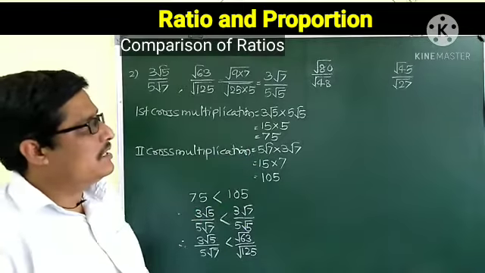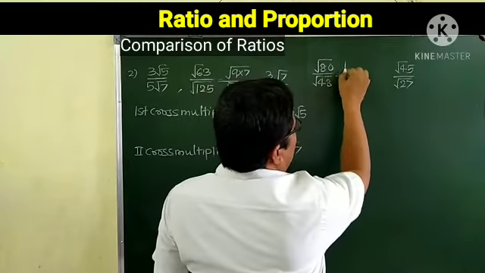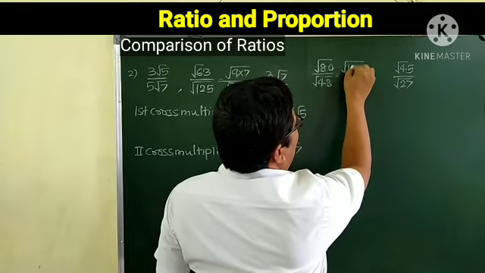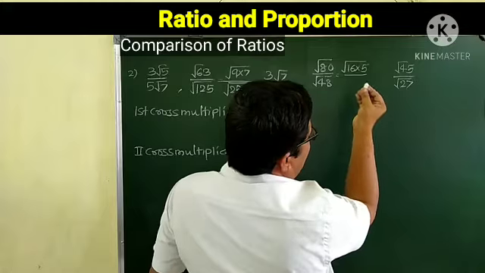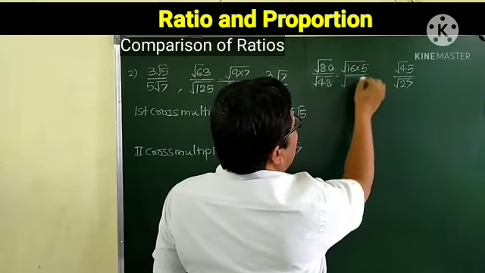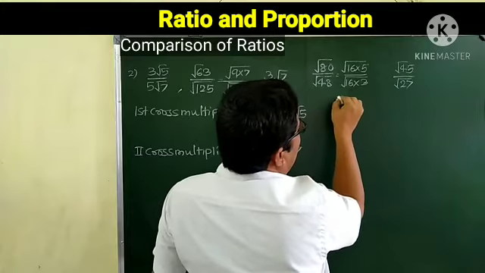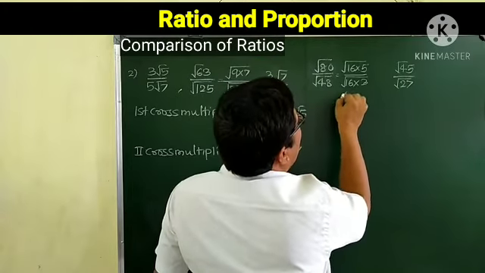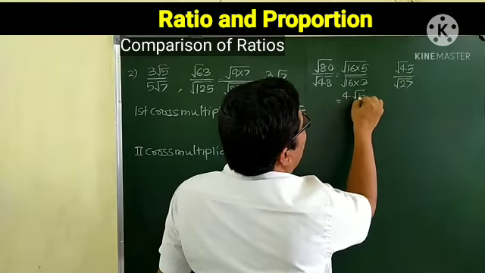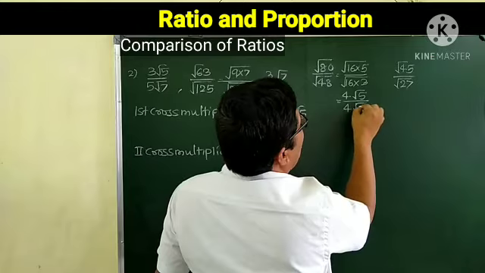Now next example, in this case also we have to simplify it. So square root of 16 multiplied by 5, and here it will be square root of 16 multiplied by 3. So here we can write 4 root 5 divided by 4 root 3.